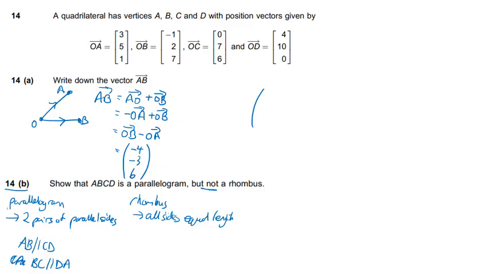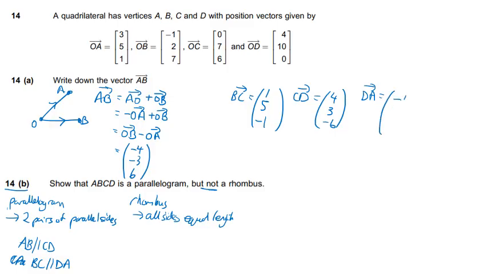So A to B was that. So B to C, and all we have to do is do it in the same way. So OC minus OB. So that's going to give us 1, 5, minus 1. C to D is OD minus OC, which is 4, 3, and minus 6. And D to A is OA minus OD, which is minus 1, minus 5, and 1.